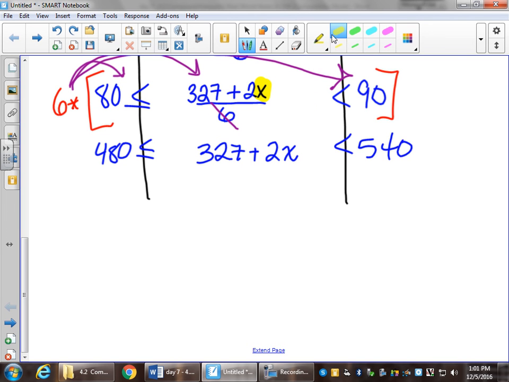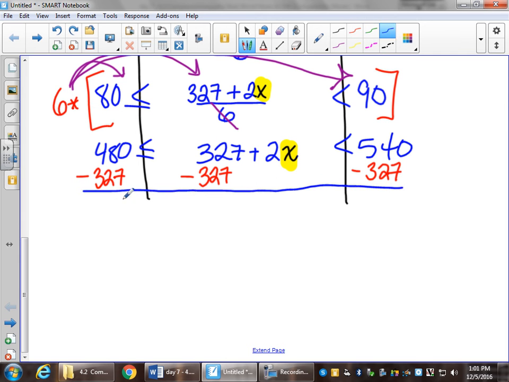Keeping our attention on where x is, our first step will be to subtract 327. And if I subtract 327 from the middle, I have to subtract it from the sides. 480 minus 327, what'd you guys get? I got 153. 2x is still here in the middle. And then 540 minus 327, I got 213.